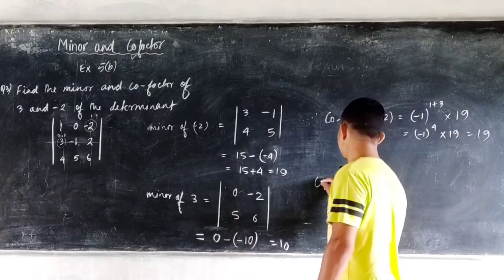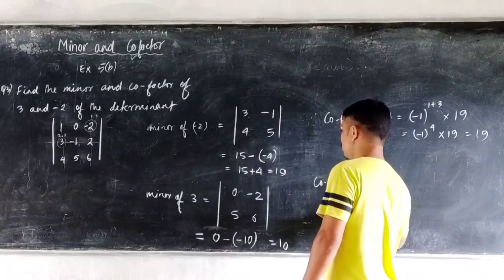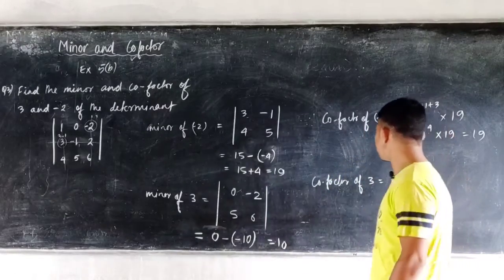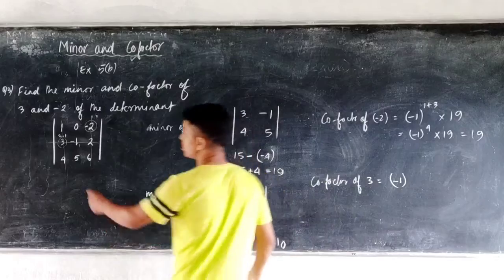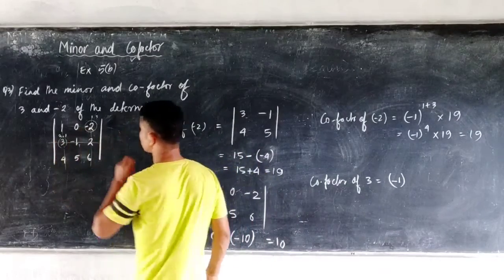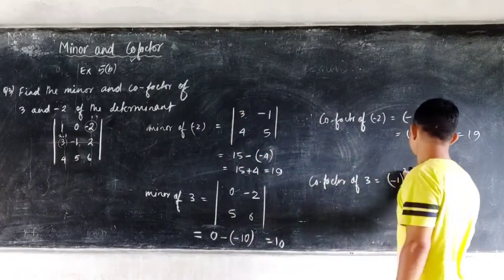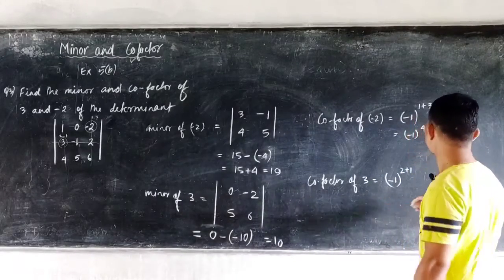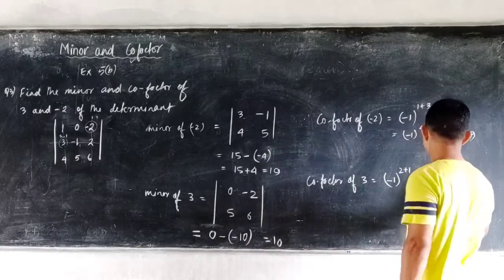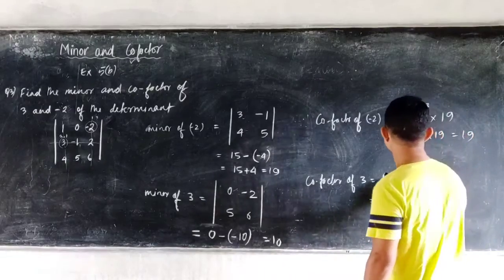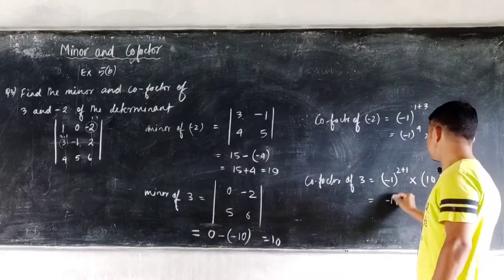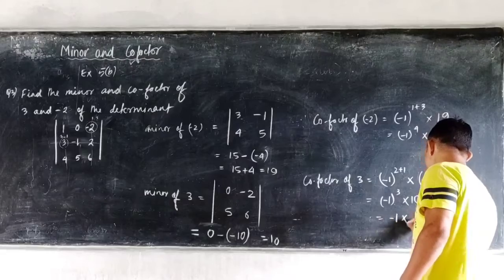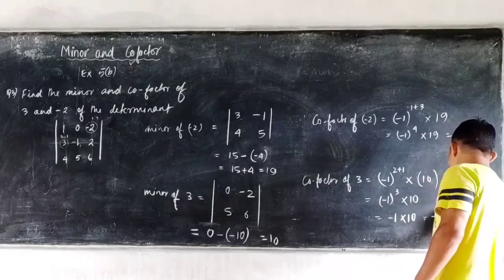Now the cofactor of 3 will be equal to minus 1 to the power of its position. 3 belongs to the second row and first column, so it is 2 plus 1, into the minor, which is 10. So it gives me minus 1 to the power 3 into 10. That gives me minus 1 into 10, which is equal to minus 10.